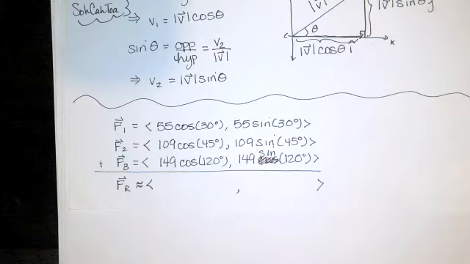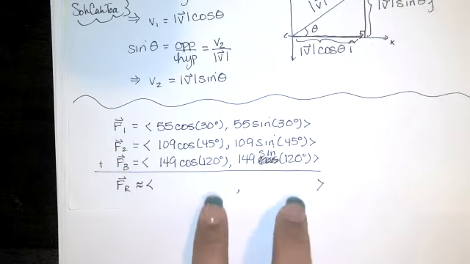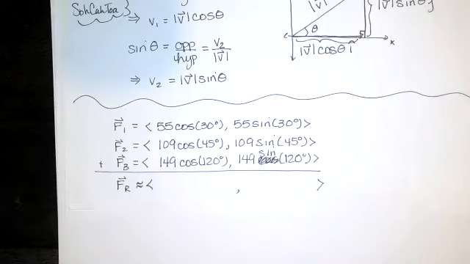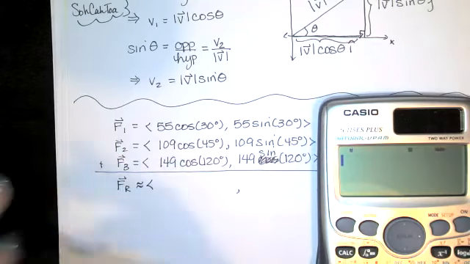Since I'm rounding that to one decimal place, I think I'm just going to keep 2 or 3 decimal places on each of these, just to make it slightly more accurate. So we'll just find these 3 components, add them together.